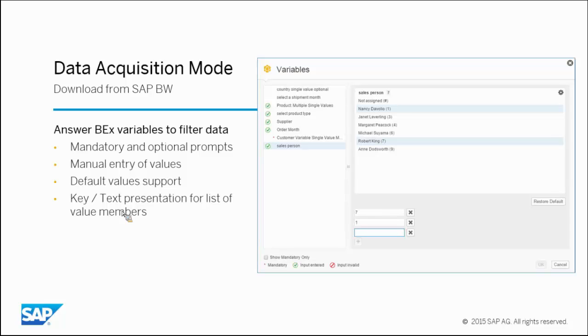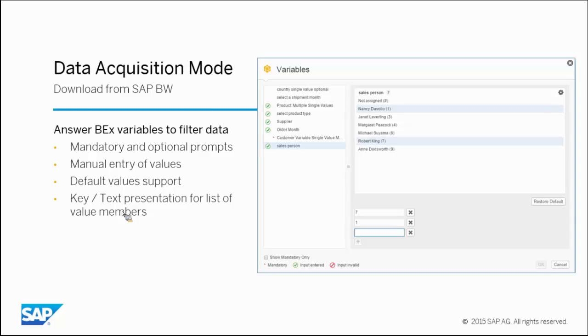When we talk about BW, one of the important elements we have is variables. So we do support variables in Lumira. So during your acquisition workflow, if a BEx query has a variable associated with it, the end users would be prompted to provide values for these variables before proceeding. So with respect to variables, we do support both mandatory and optional prompts, along with the ability to select from the list of values or also to manually enter the values depending on how the variables are configured.